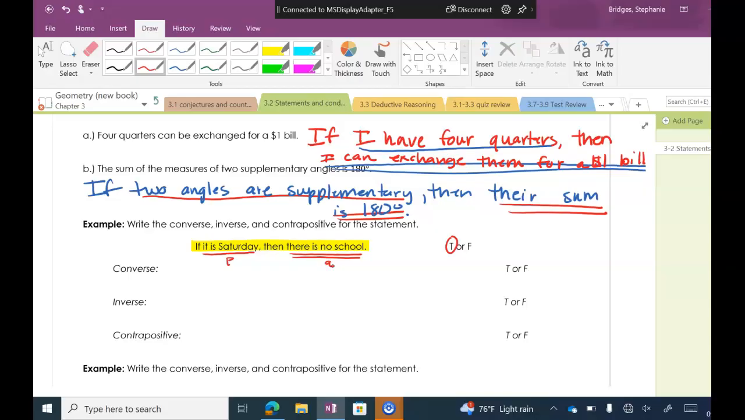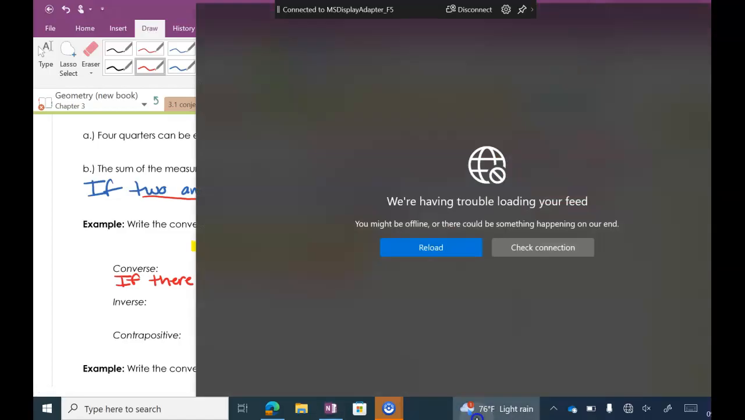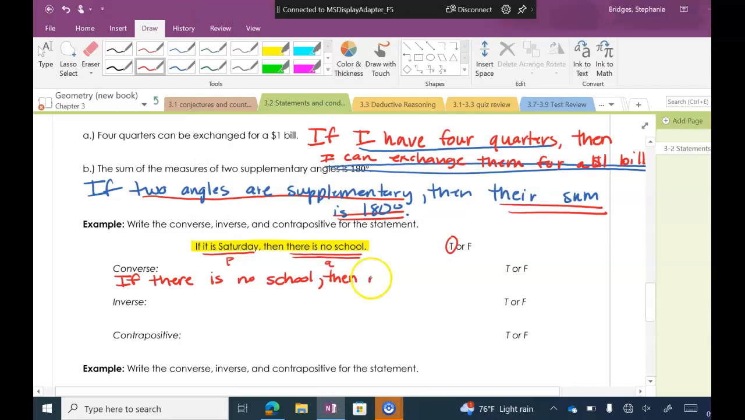So this is what we do. We're going to say if, I write my conclusion. If there is no school, okay, then I put my hypothesis, which was it is Saturday. Okay, so all I did was I switched my hypothesis and the conclusion for the converse.